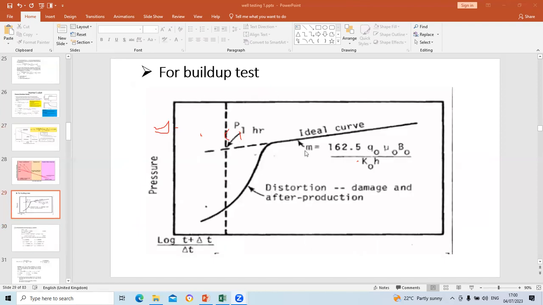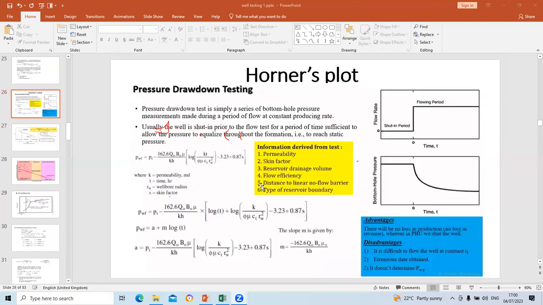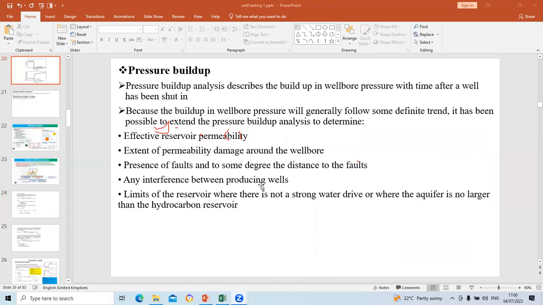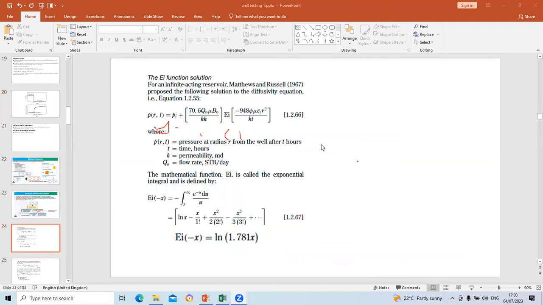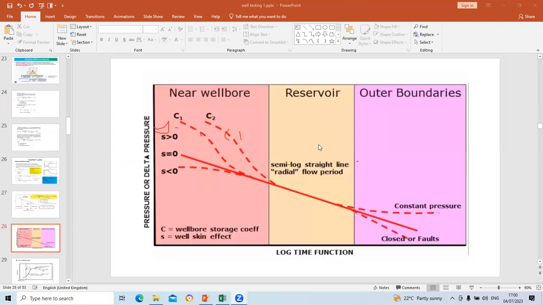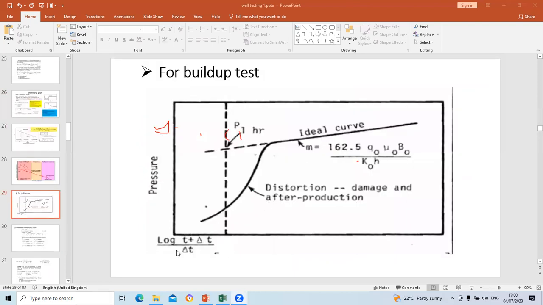Okay, for a build-up test, we have to flow the reservoir for a certain period of time. That means we have our production time. Then beyond the production time, now we have our shut-in time. So for a build-up test, we are drawing it against what we call the Horner's time, the log of the Horner's time, not just the time, but the Horner's time. So we have our production time plus our shut-in time divided by our shut-in time before we take the log of that particular value.